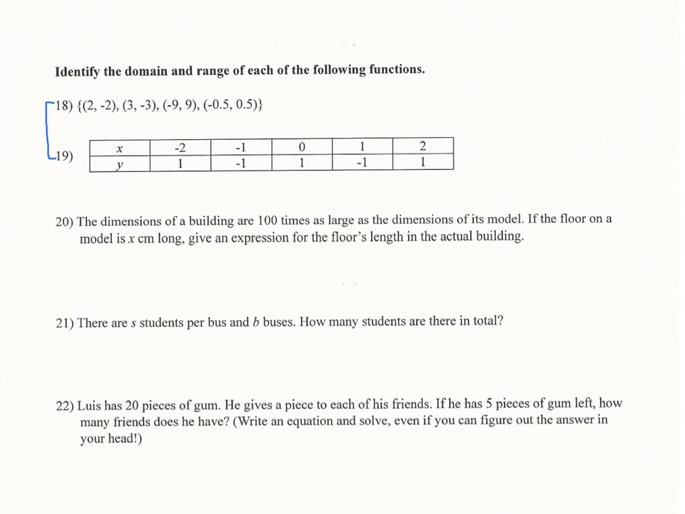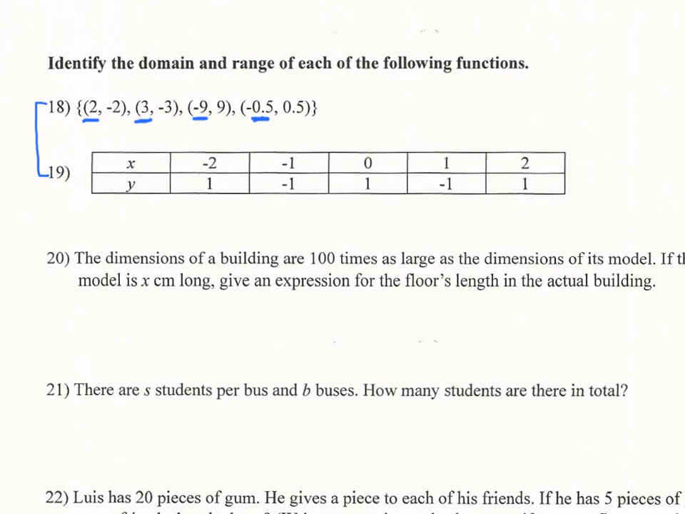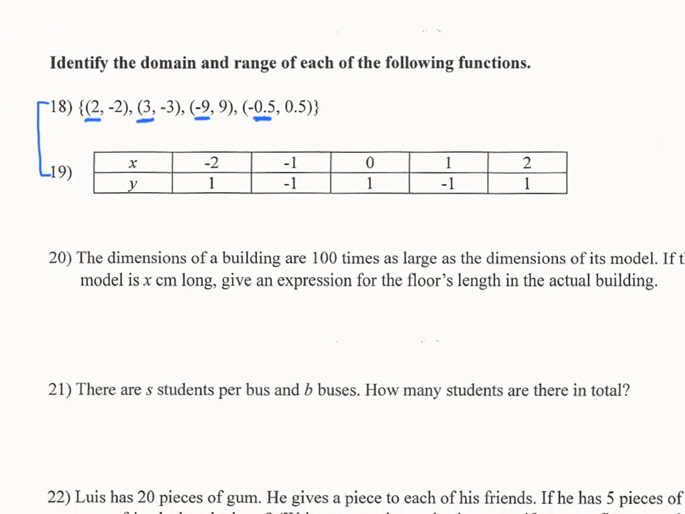Okay, so the domain, remember, is like your x values. And so when you've got ordered pairs, your x values are the first coordinates. So your domain here, I would just list out 2, 3, -9, and -0.5. And then the range are all your y values. So I would list -2, -3, +9, and +0.5.